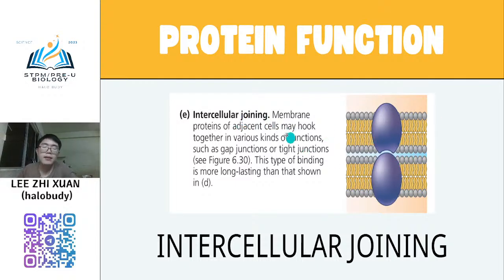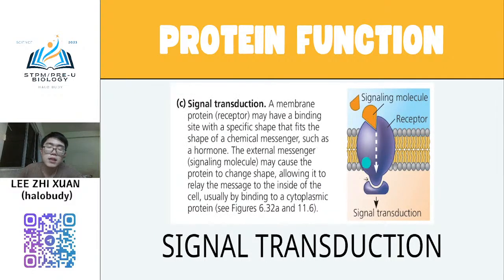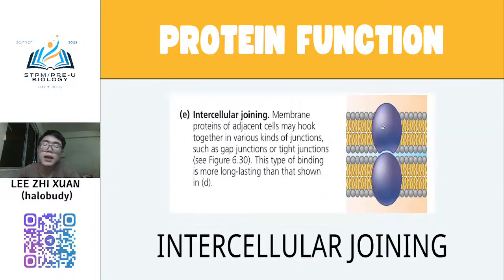So this one is that the membrane proteins of adjacent cells may hook together in various kinds of junctions, such as gap junction and tight junction. This type of binding is more lasting than the signal molecule binding, which is actually very short. Once the situation is okay, the signal will be released. Once it does not have any signal molecule, the receptor will not bind the signal and will remain normal lah. But for this one, it will bind the cells together for very long lah.